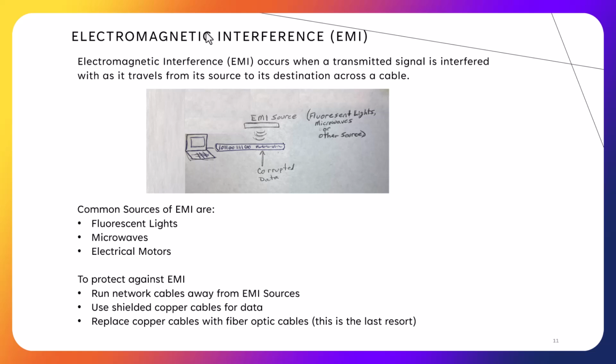Electromagnetic interference occurs when data that's being transmitted is interfered with by an outside source. The outside source could be fluorescent lights, microwaves, or some other source that emits electromagnetic radiation. So again, you're sending data across a wire, and it passes by this EMI source, and that ends up with corrupted data. EMI can also affect wireless signals, so just keep that in mind. Common sources of EMI are fluorescent lights, microwaves, and electric motors.